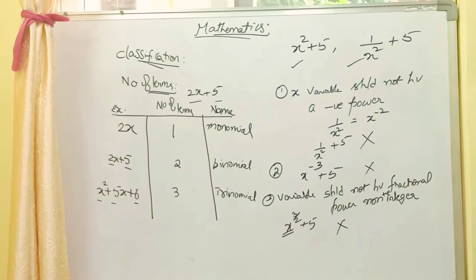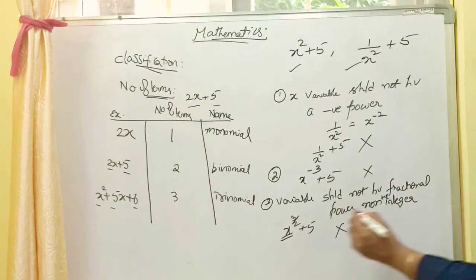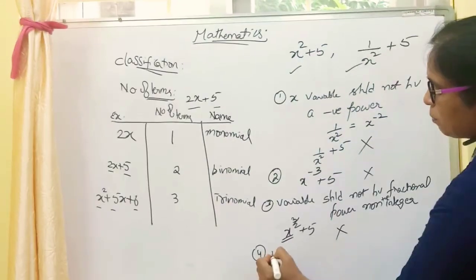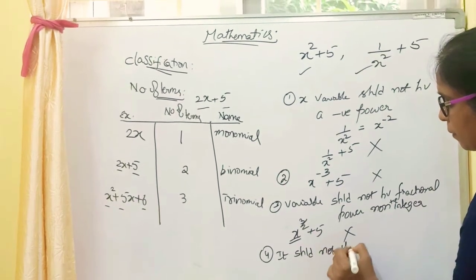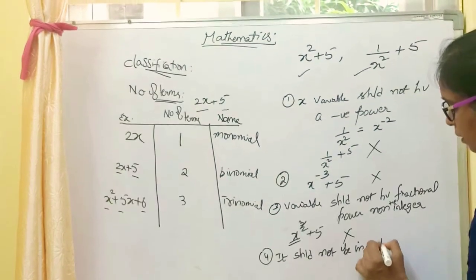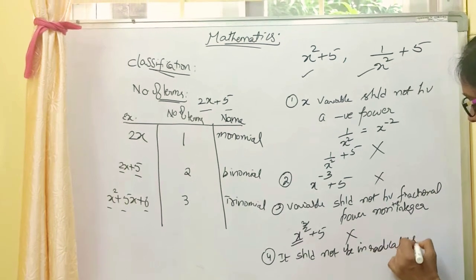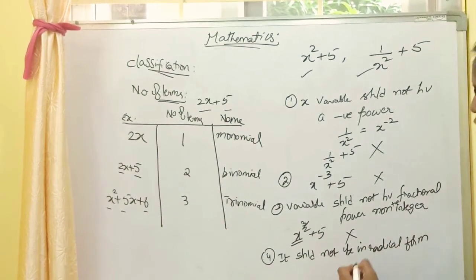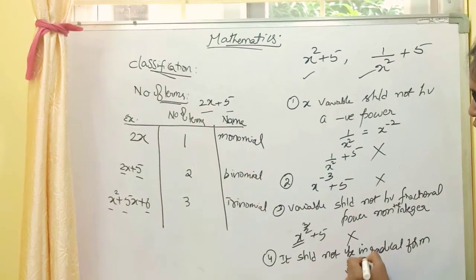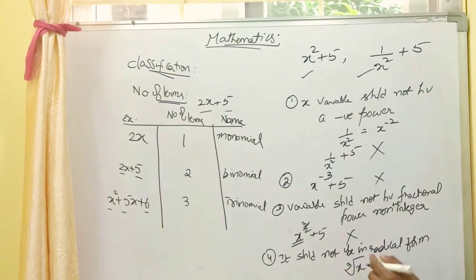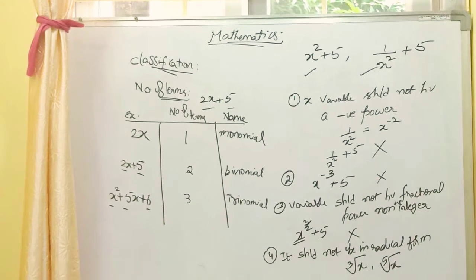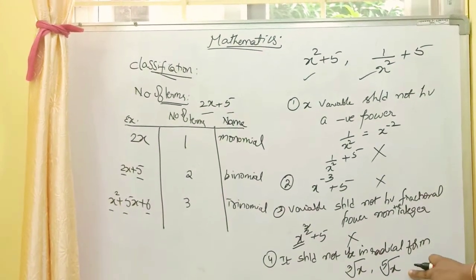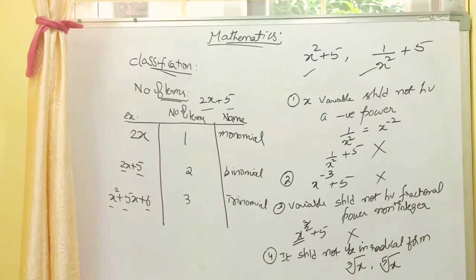One more condition is the radical form. It should not be in radical form. Radical form implies it should not be like this, cube root of x, or fifth root of x. If it is like this, then the given expression is not a polynomial.